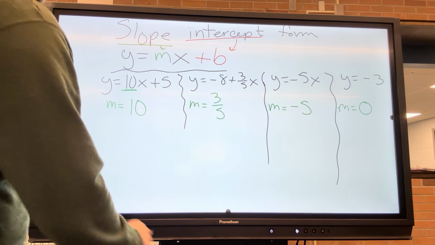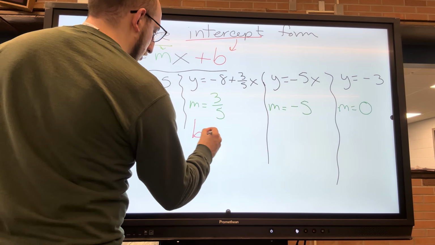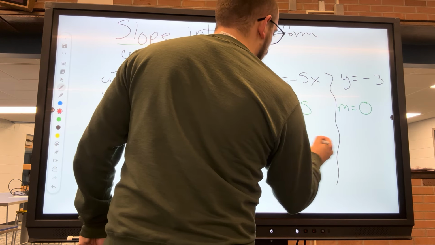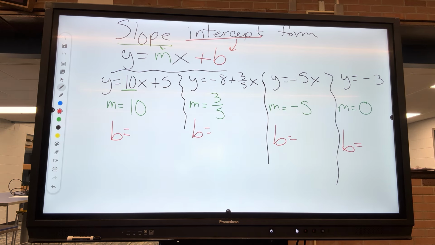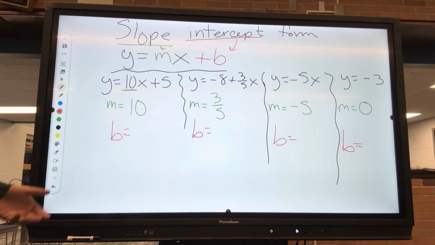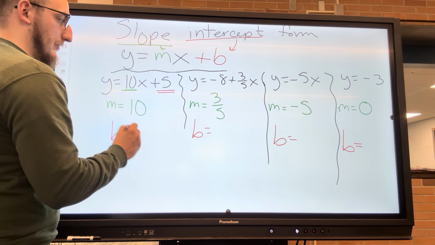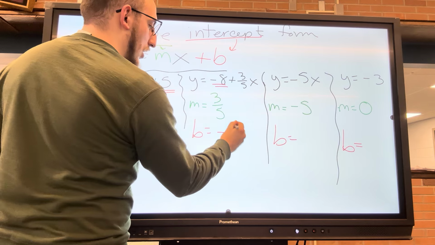Now we're going to go through and find our b. B equals, b equals. Well, let's look at this guy. What's our b? Whatever number's not touching the x is our b. Boom. Boom.